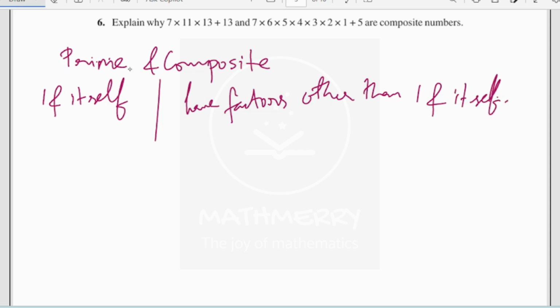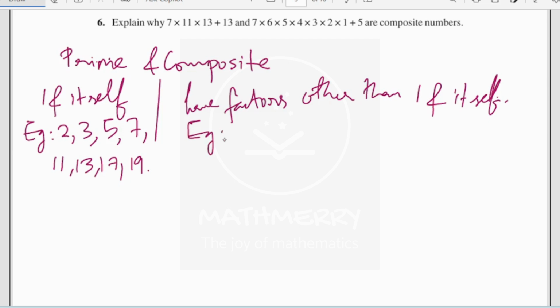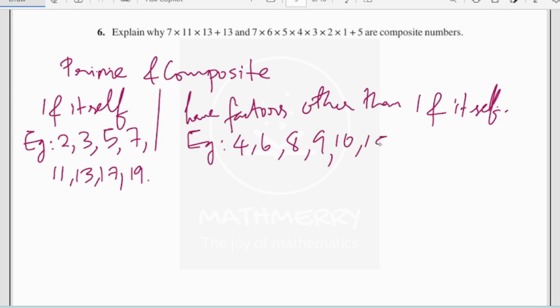So these are prime numbers and composite numbers. If you are taking some examples, you can write 2, 3, 5, 7, 11, 13, 17, 19. These are all examples of prime numbers. For composite numbers, you can write 4, 6, 8, 9, 10, 15, 14, 12, etc. These are all composite numbers. So these are the two types of numbers.